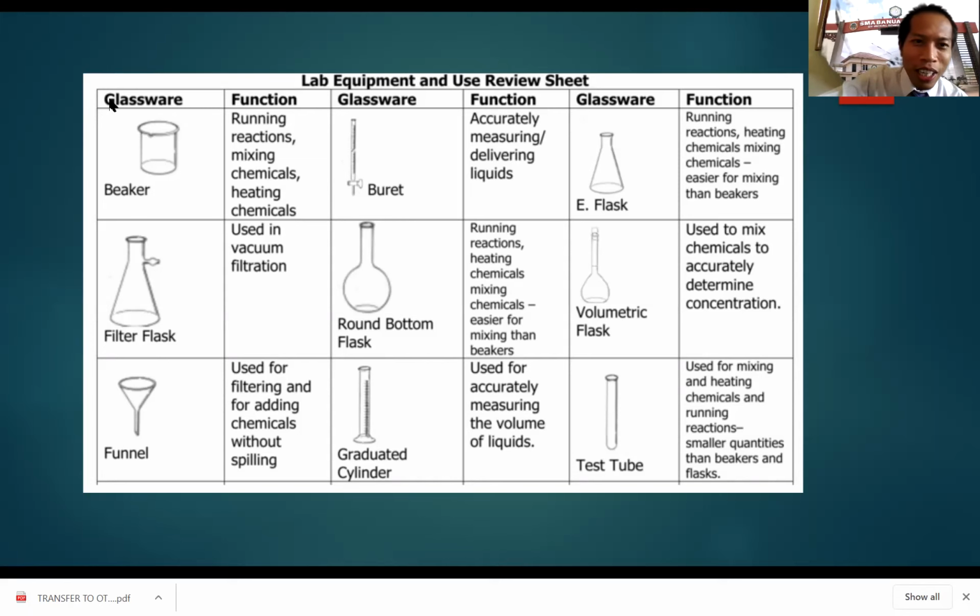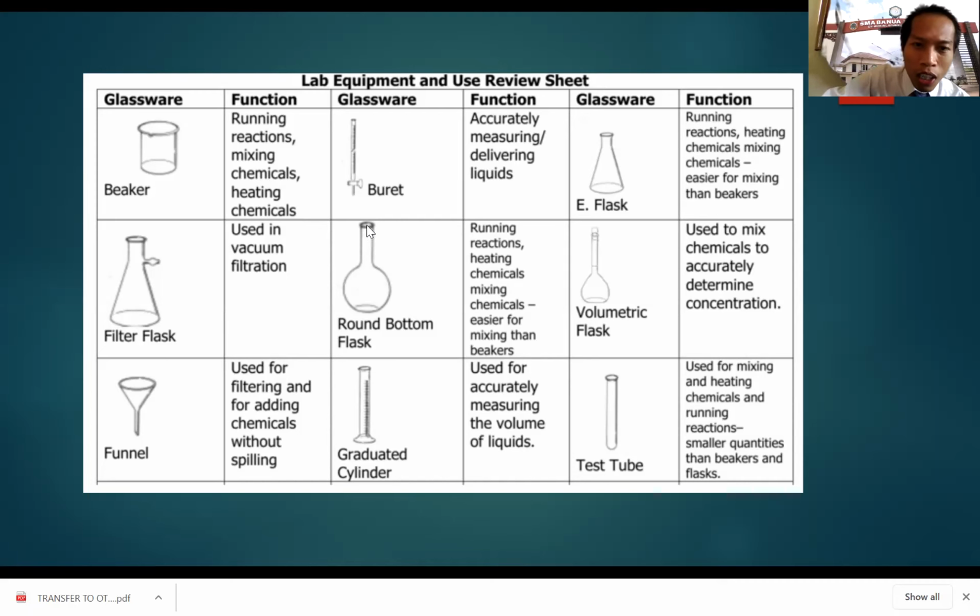Because as you can see here, it is open here. If you mix it hard, or even gently, what will happen? The liquid can be spilled out from the beaker. So that's why a beaker is generally for mixing that can be done slowly. But with a round bottom flask, you can gently mix the substance.